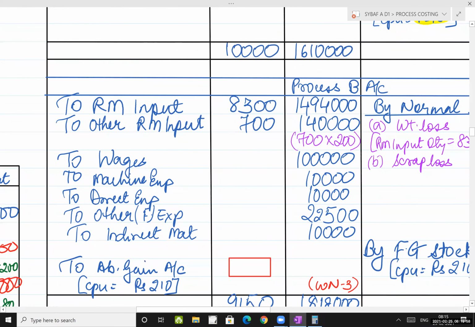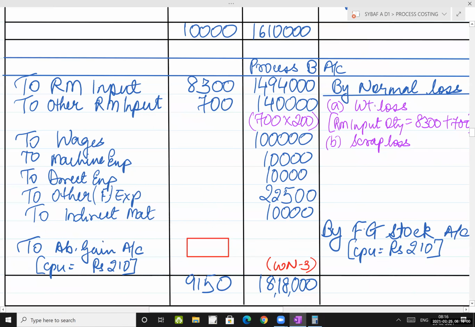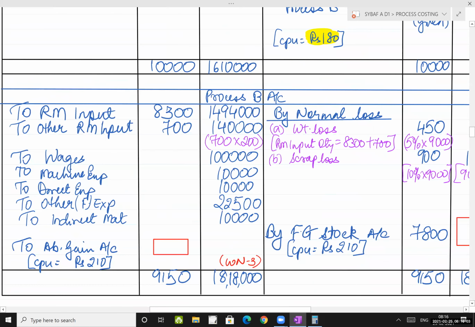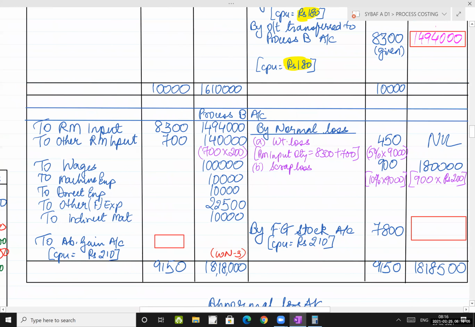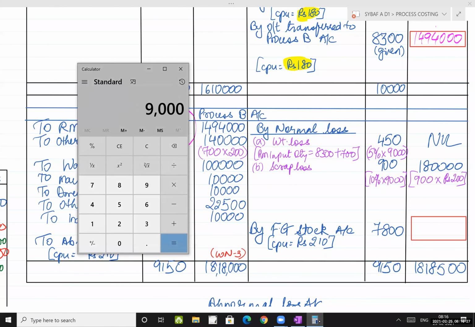Okay, then normal loss. Normal loss को what do they have? Weight loss and scrap loss. ठीक है, फॉर्मूला क्या है नॉर्मल लॉस का? परसेंटेज ऑन रॉ मटेरियल इनपुट. Now I have two raw materials, 8,300 and 700 also. So my raw material input will be how much? 9,000. ये 9,000 पे calculate होगा. 9,000 into 5%. कितना? 450 kgs.